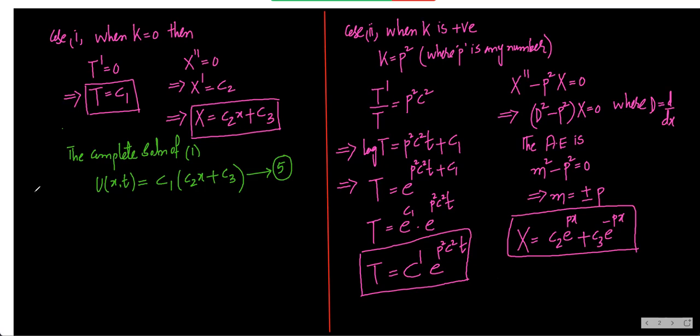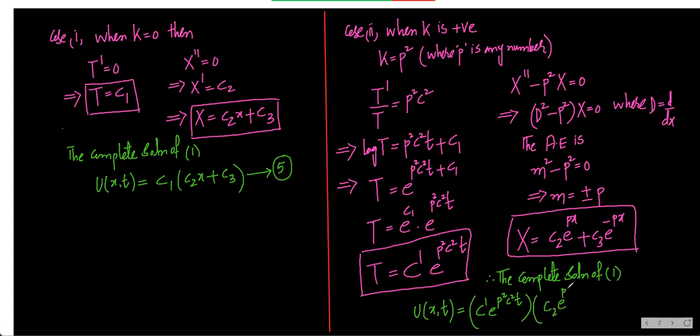So the complete solution is, therefore, the complete solution of equation number 1 when k is positive is u(x, t) is equal to c dash e to the power of p square c square into t into c2 e to the power of px plus c3 e to the power of minus px. This is called equation number 6 here.